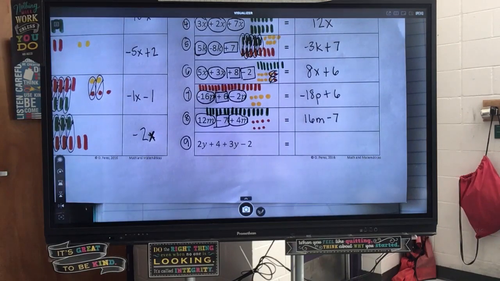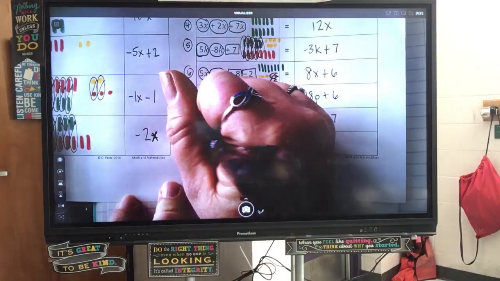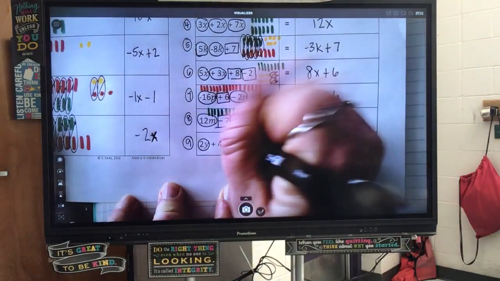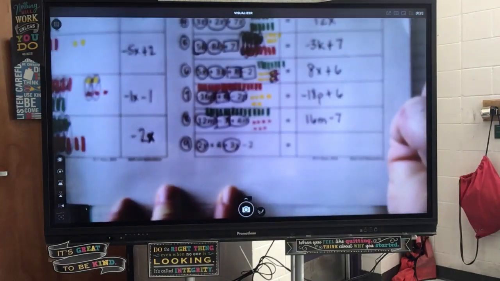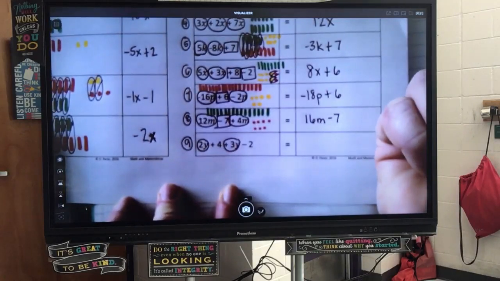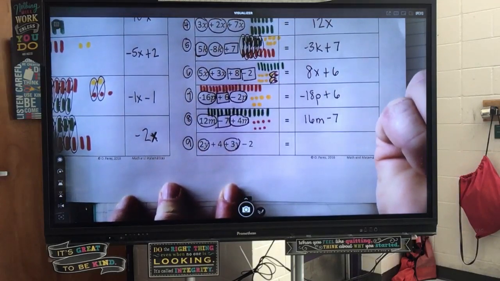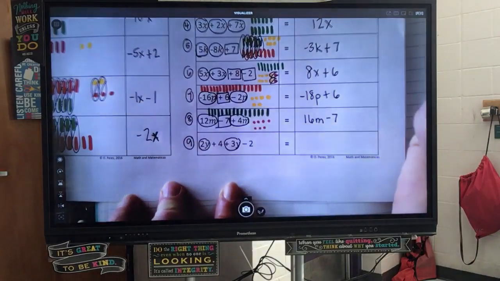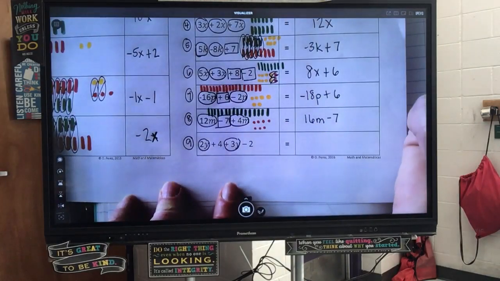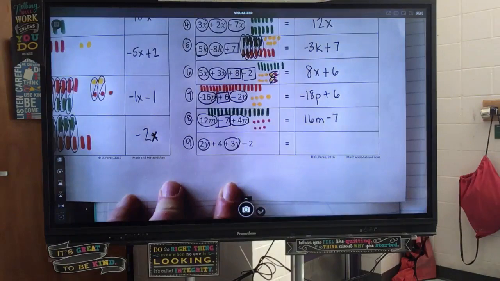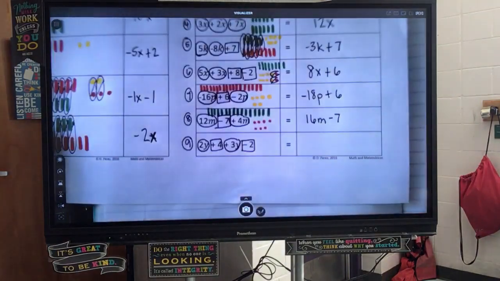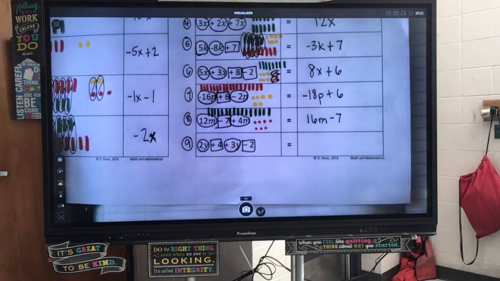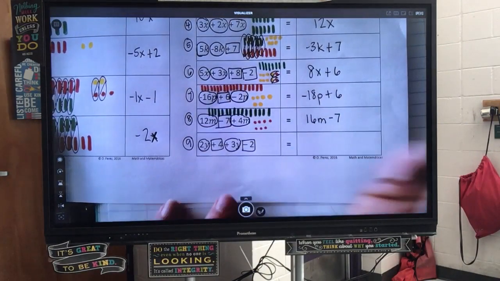Camden, 2y plus 3y. Okay, and then what? That's all you can add. With those two, yeah, but is there something else that we can combine? 4 and 2. Not just 4 and 2, plus 4 and minus 2. Yes. All right, so Camden, how many positive y's do I have? 5.